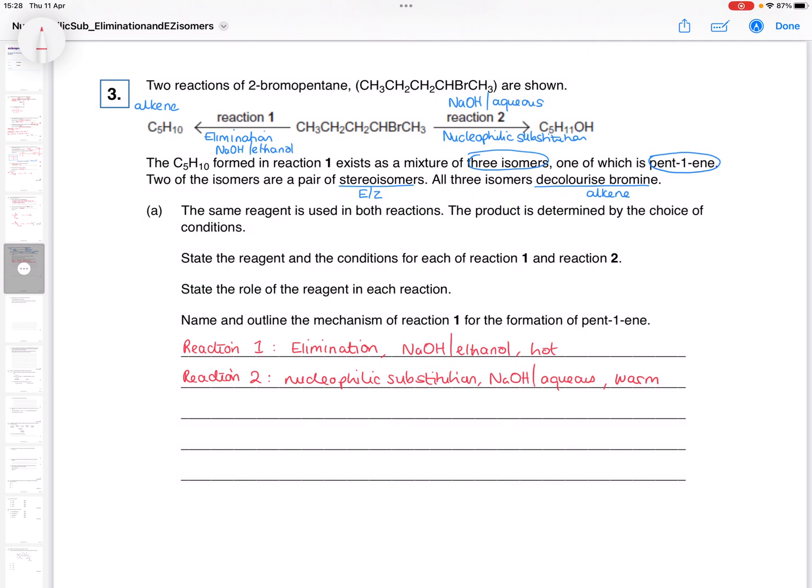And the role of the reagent in each reaction is the next part we've got to do. So in reaction 1, in elimination, the sodium hydroxide is acting as a base. And in reaction 2, the NaOH is acting as a nucleophile.